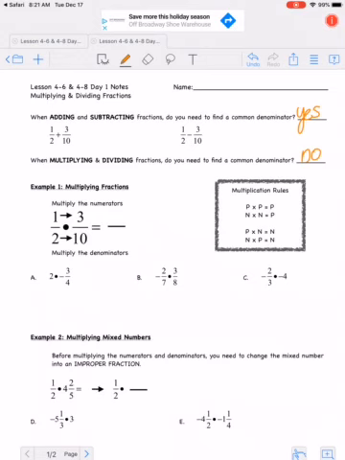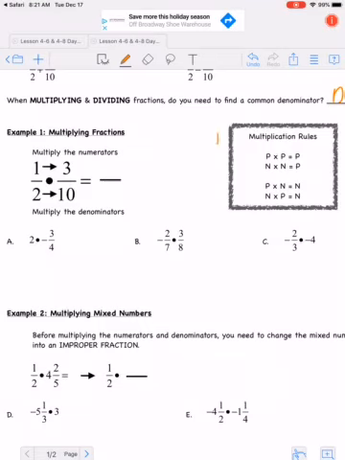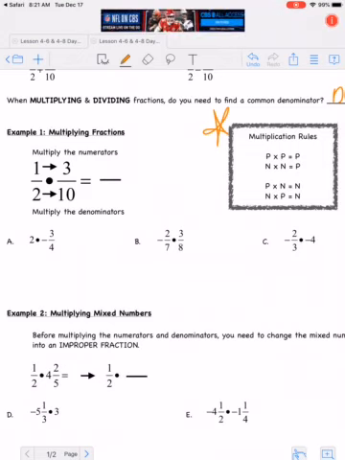So for example number 1, multiplying fractions. So remember the multiplication rules: a positive times a positive is a positive, a negative times a negative is a positive, a positive times a negative is a negative, a negative times a positive is a negative. So, example 1 with multiplying the numerators.